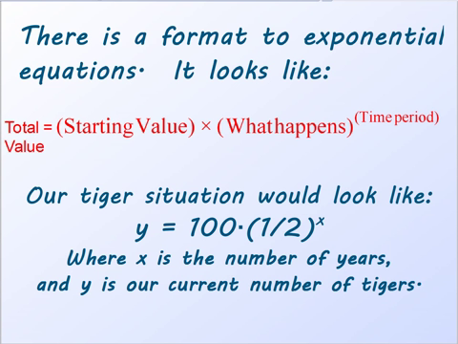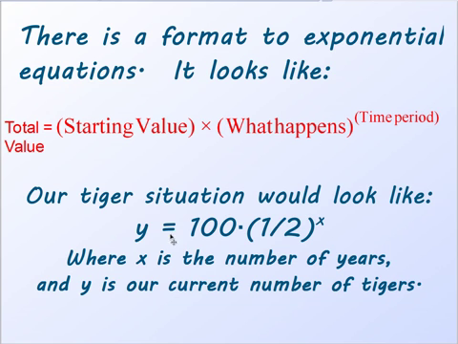So exponential equations had a specific format. You would have a total value, or I could say ending value. You would have a starting value or initial value. You would multiply that by what happens each time, so whether I'm doubling or whether I'm cutting something in half. Today we're going to take a look at percents right there. And then it was to an exponent of time period, so how many time periods have passed.